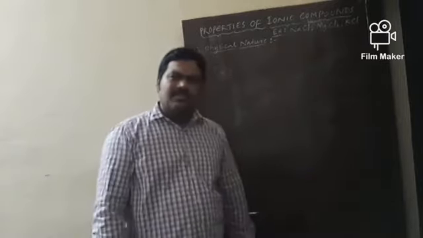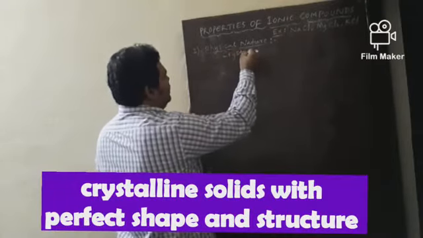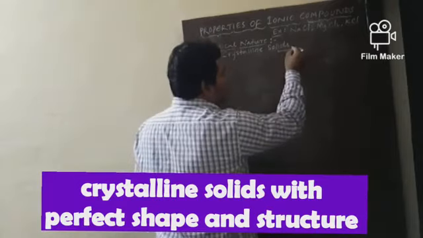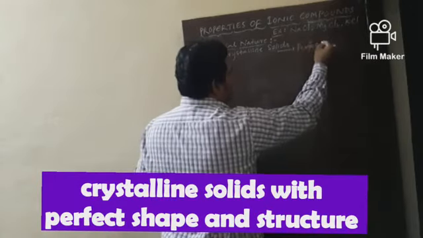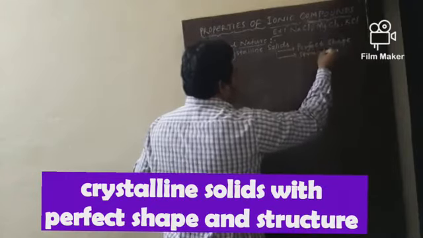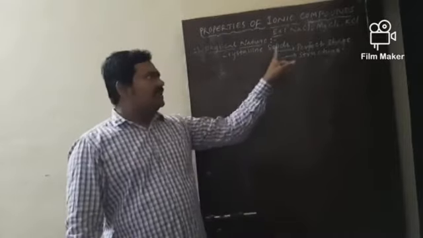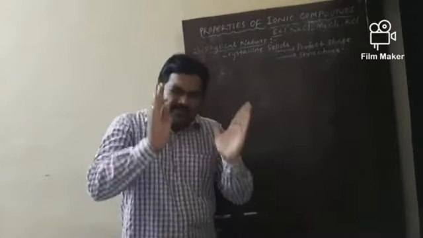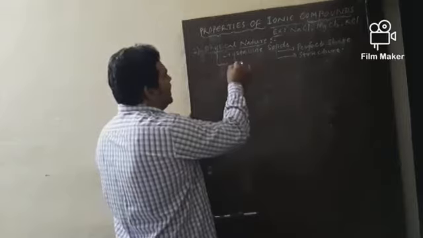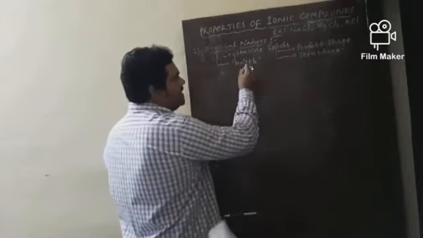All ionic compounds are crystalline solids at room temperature with perfect shape and structure. So my dear students, what is the first property? All ionic compounds are crystalline solids at room temperature with perfect shape and structure. Okay, and these compounds are brittle. You know what is the meaning of brittle? Brittle means easily breakable.